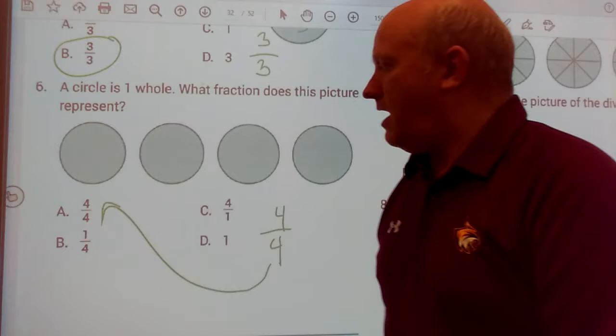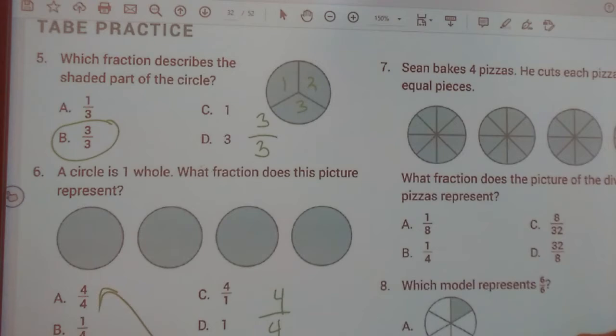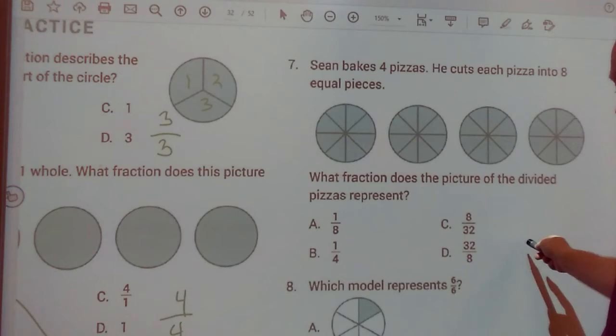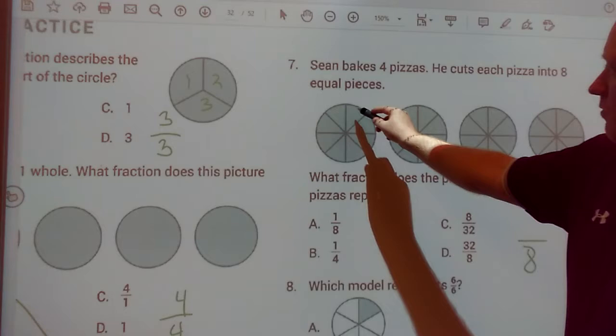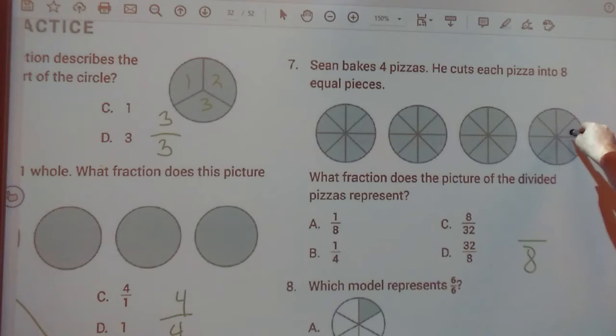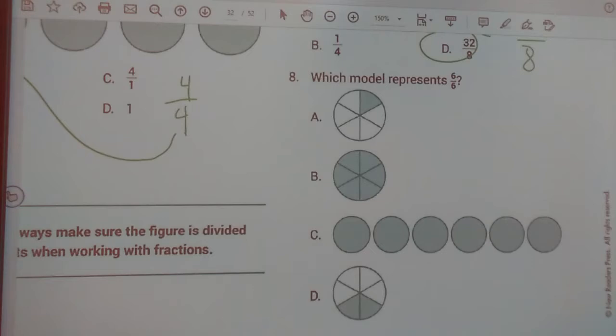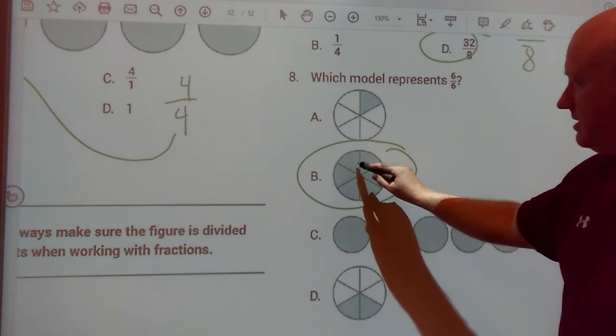Okay, now, we got number 7. Sean bakes 4 pizzas. He cuts each pizza into 8 equal pieces. Which fraction does a picture of the divided pizza look like? Okay, now, he cuts into 8 equal parts, right? So, my bottom number is going to be 8. Now, how many is shaded? 8, 16, 24, 32. Okay. Number 8, which model represents 6 over 6? B. 6 equal parts, 6 shaded.